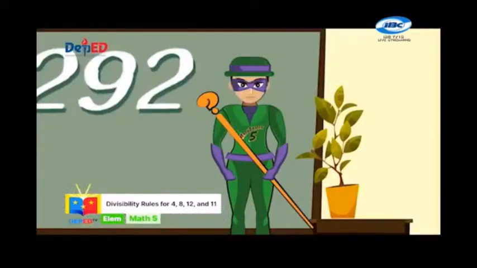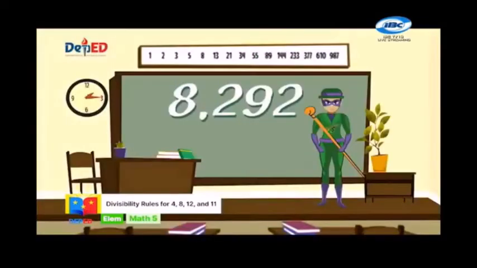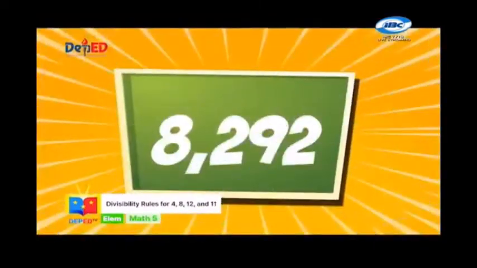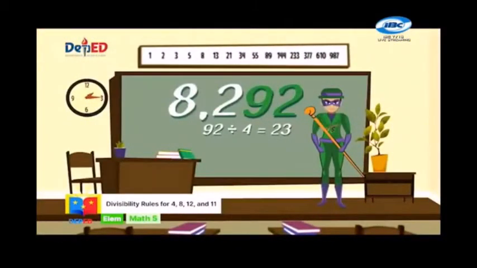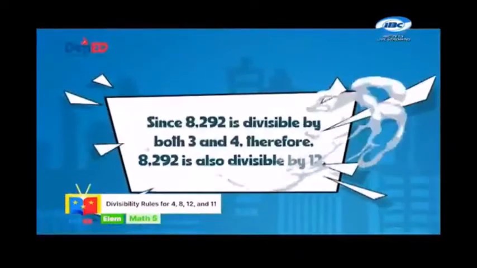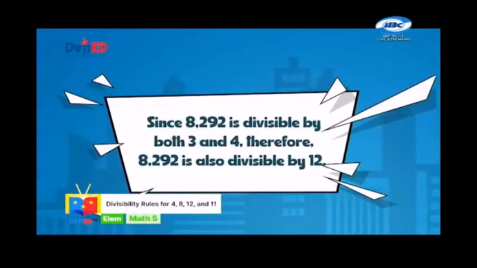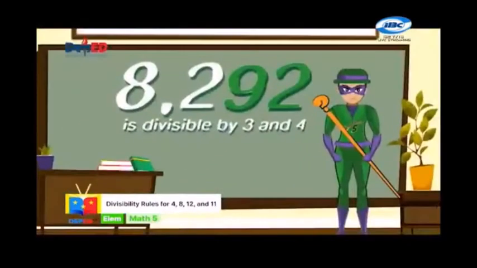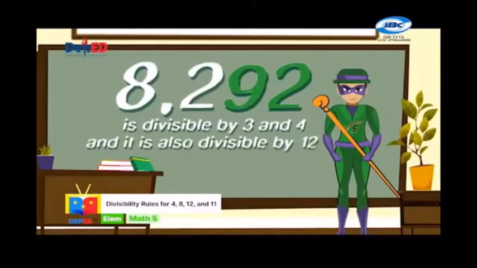Now, let's see if 8,292 is also divisible by 4. To check if the number is divisible by 4, let's take a look at the last 2 digits of the number. The last 2 digits of 8,292 is 92. If we divide 92 by 4, the answer is 23. Since 92 is divisible by 4, therefore 8,292 is divisible by 4. In conclusion, since 8,292 is divisible by 3 and 4, therefore 8,292 is also divisible by 12.